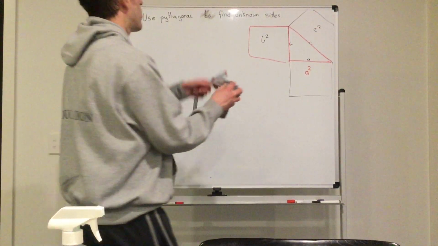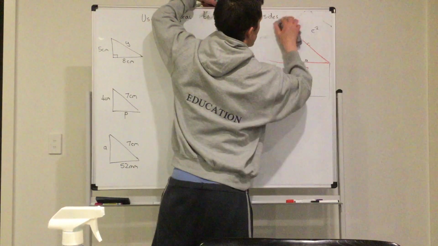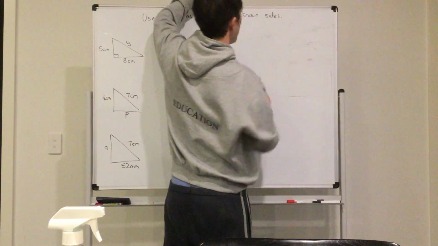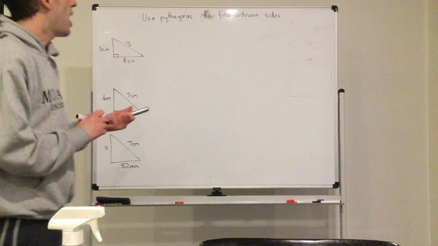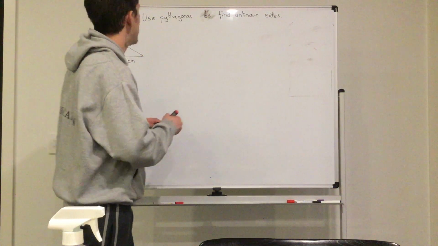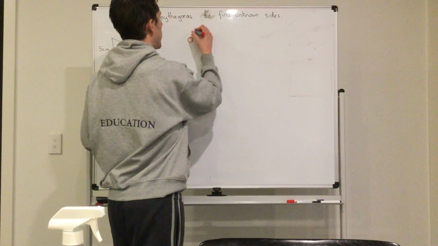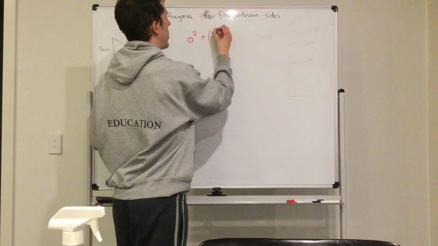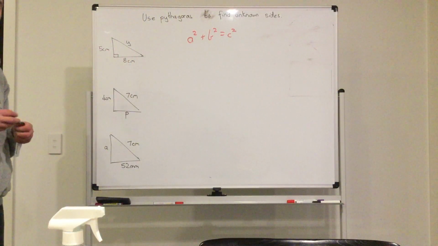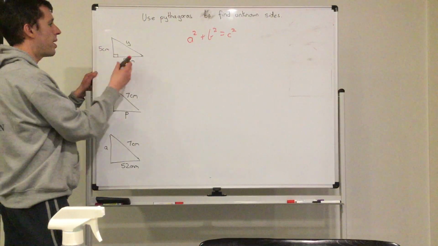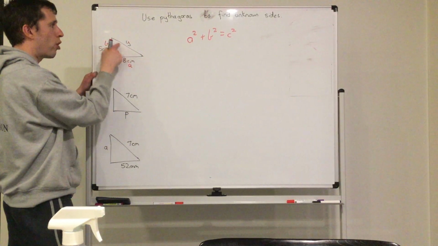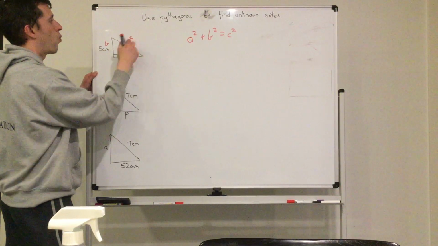So I'll quickly rub that out so I've got some space to answer these questions. Okay. So I'm going to first write my equation, and I really encourage you to write your equation down. A squared plus B squared equals C squared. If you've got a picture of your triangle, I encourage you to label them. A, B and C is always the hypotenuse side. So that is Y here.